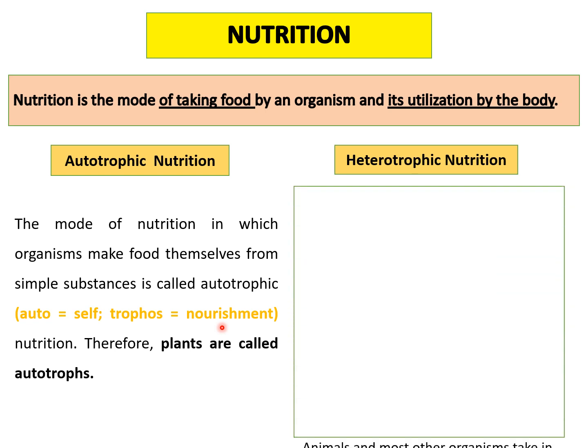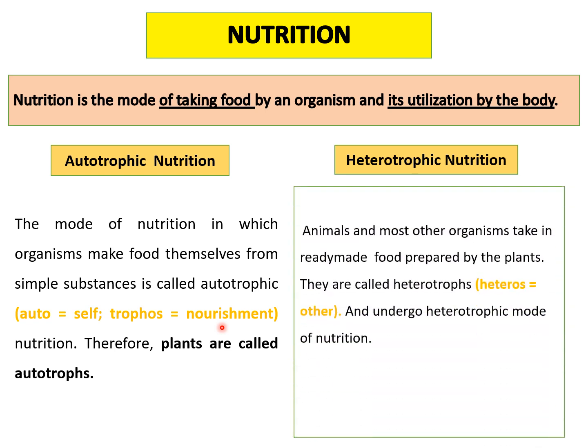So now next is what is heterotrophic nutrition. Animals and most other organisms take in ready-made food prepared by the plants. They do not prepare their own food themselves. So they are heterotrophs. Hetero means other and troph means nourishment. So they get their nourishment from others and undergo the heterotrophic mode of nutrition. The examples are animals, and there are a few plants which follow the heterotrophic mode of nutrition.